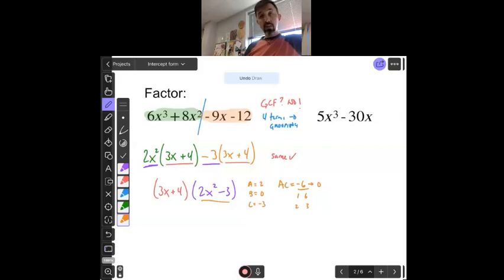Well, I want negative 6, right? Well, is it negative 1 and positive 6? Is it positive 1 and negative 6? Right? Is there any way for me to get 0 out of these when I add them together? And there's not. So there's no way for me to take factors of negative 6 and add to be 0. So that means there's no way for me to factor that 2x squared minus 3. Which means that I'm done.